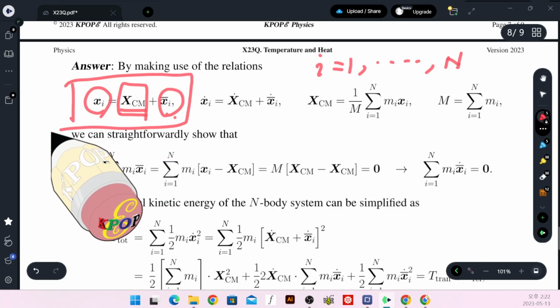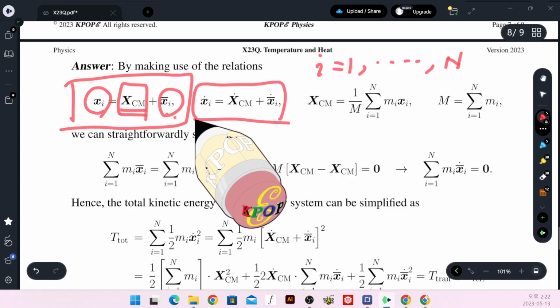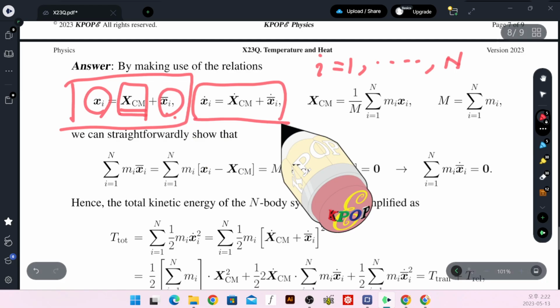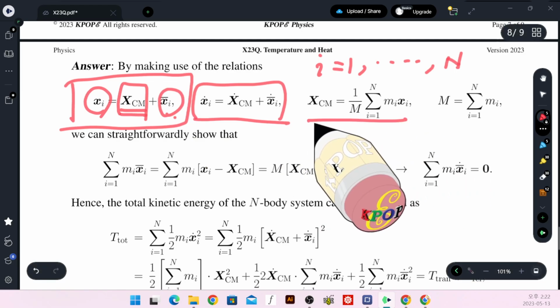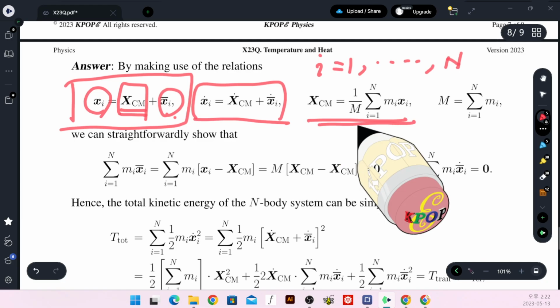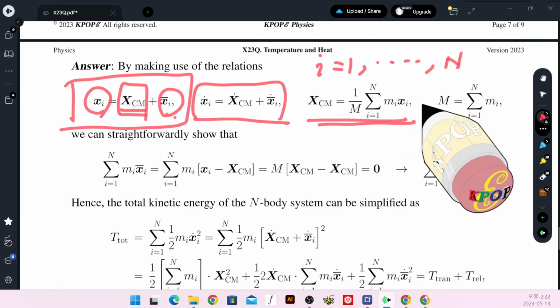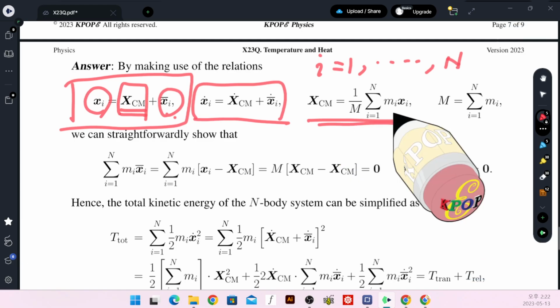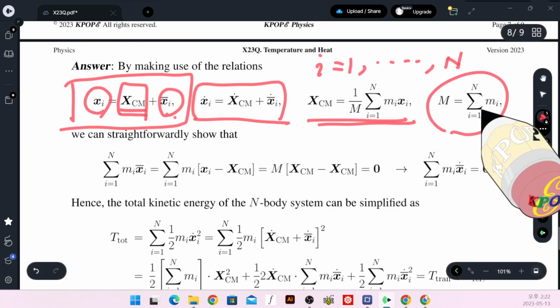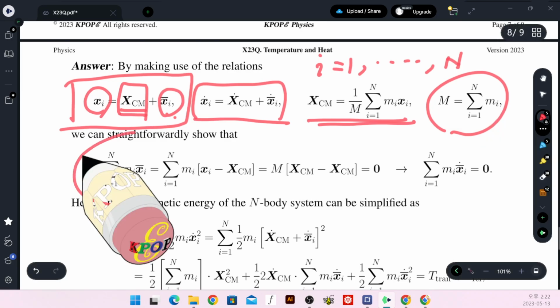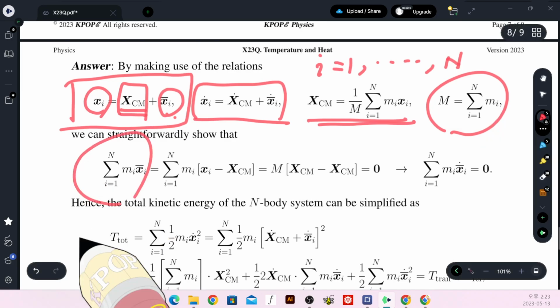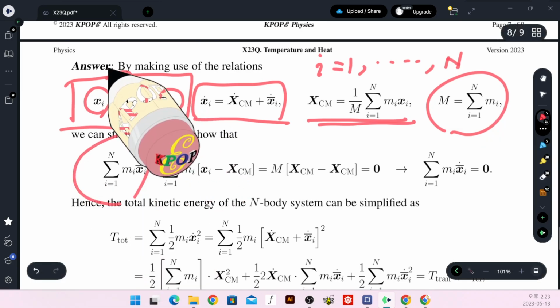Because of this identity, I can take the time derivative to find out the velocity. All right. And we recall that the center of mass is a weighted average of the position vectors with the weighting factor, the fraction of mass. And capital M is the total mass of the whole system. We can straightforwardly show that this, let's see, what's that? We subtract this.